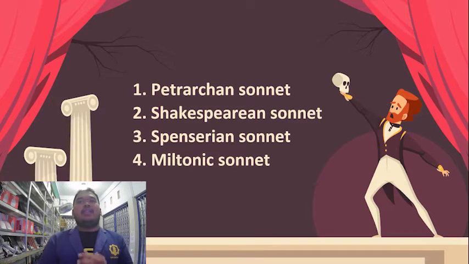The ninth line of the Petrarchan sonnet, found at the top of the sestet, is the volta, which literally translates to the turn.